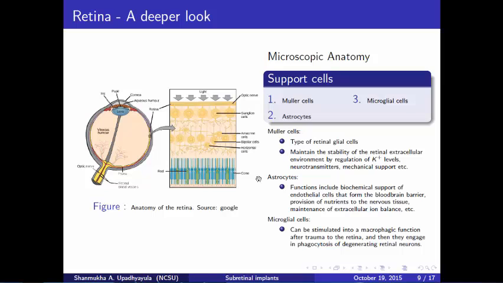The first type are the Mueller cells, the second type are the astrocytes, and the third type are the microglial cells. The main function of these support cells is mainly involved in maintenance of the retina.